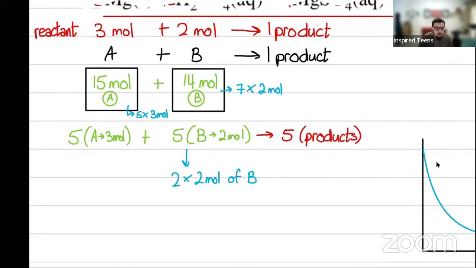So when you want a reaction to occur, just say you are given 15 moles of reactant A and 14 moles of reactant B, and you're asked to determine how much product you will form. This is where the concept of limiting reagent and excess comes in, because one of the reactants is going to limit your reaction.